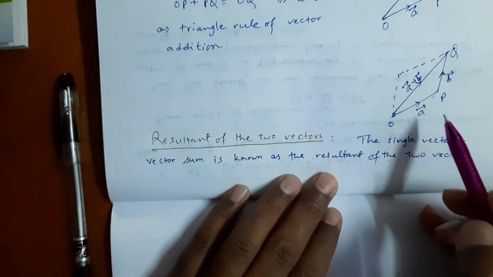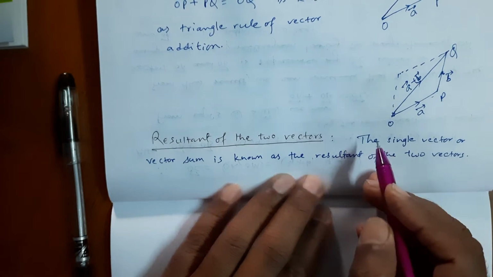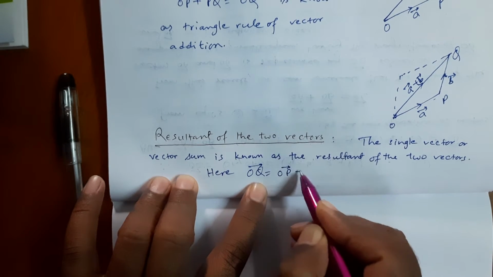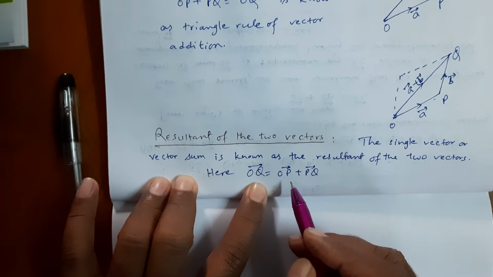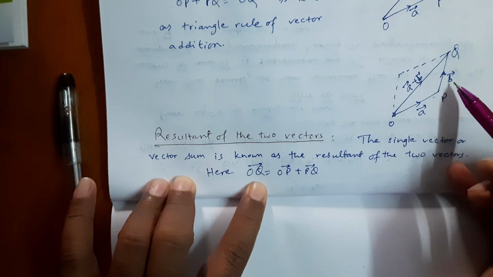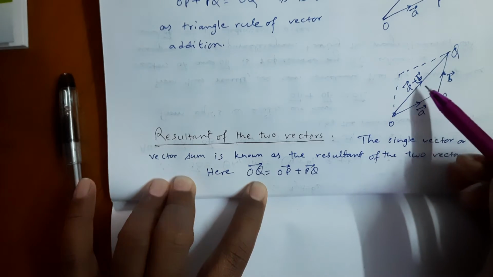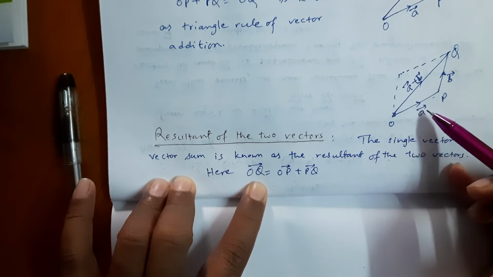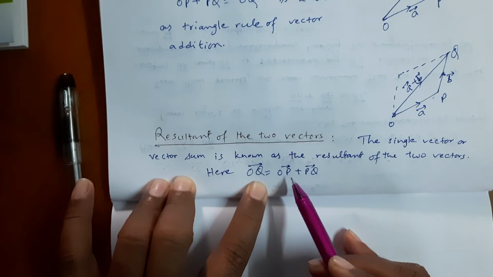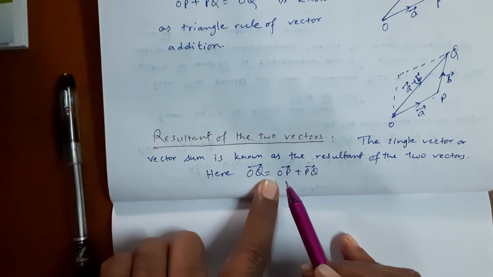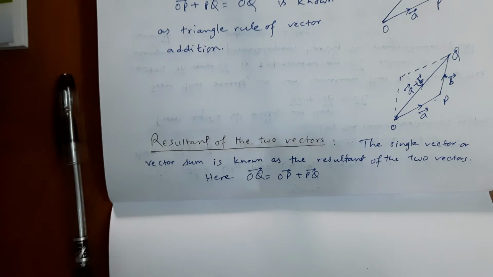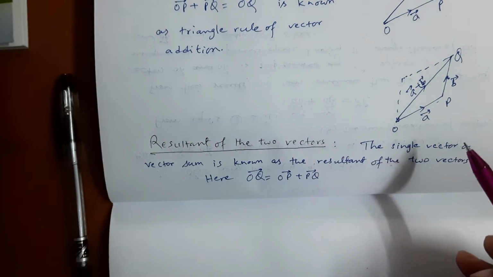Here in this figure, this is a plus b. OQ equals OP plus PQ. This OQ is the single vector which is the resultant of two vectors OP and PQ. Or we can also say that this A plus B is the resultant of the two vectors A and B. This A plus B is the vector sum, and this vector sum is the resultant of A and B. So in this way, the single vector or vector sum is also known as the resultant of the two vectors.